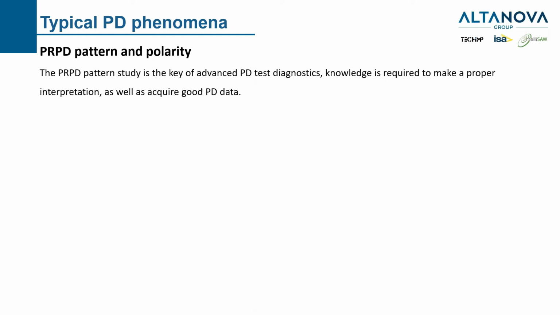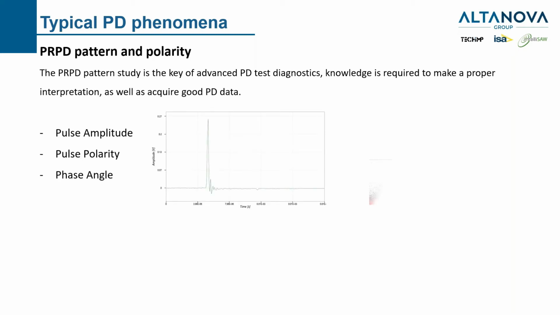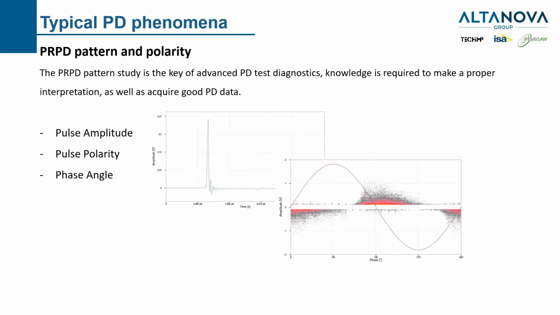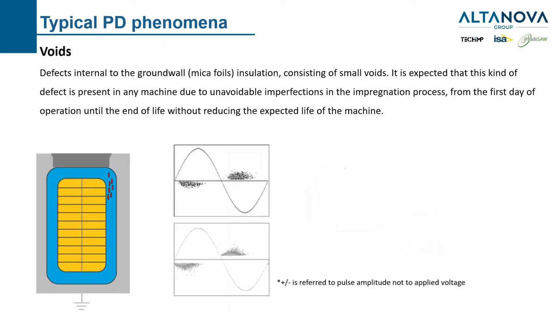First, the PRPD pattern for us is the key, always. In the PRPD pattern, we normally put the pulse amplitude, the pulse polarity, and the phase angle. This information is, let's say, the only way we have to recall the physics of the phenomena. The applied voltage is the engine of the PD. If we don't have the applied voltage, we don't have the PD. The correlation between the applied voltage and the partial discharge phenomena will give us the tools to carry out the phenomena identification from the phase-resolved PD pattern.